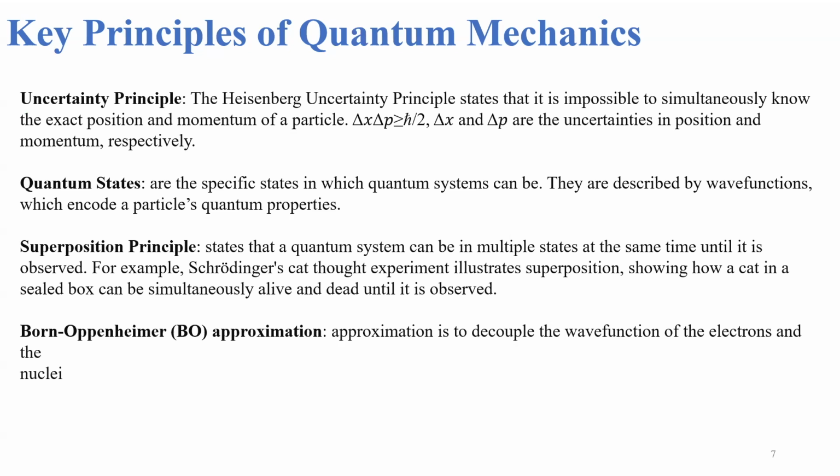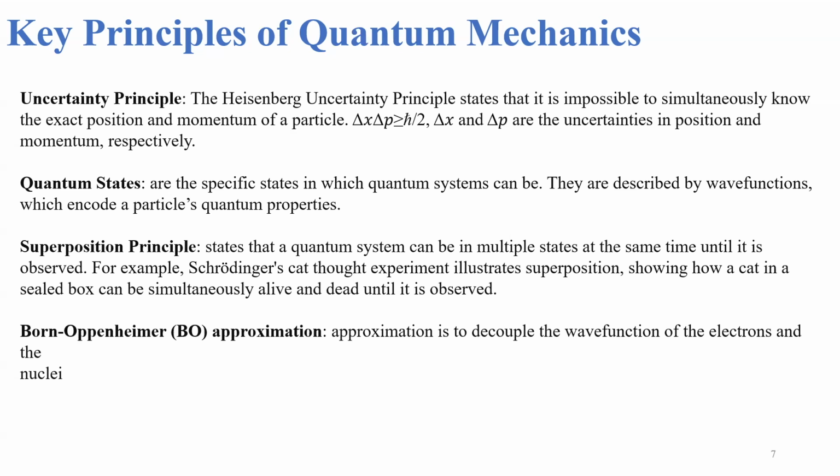Now, as we saw in the previous slide as well, the alive and the dead cat. In addition to that, we can have quantum states, which are the specific states in which quantum systems can be, and they are described by a wave function which encodes the particle's quantum properties.